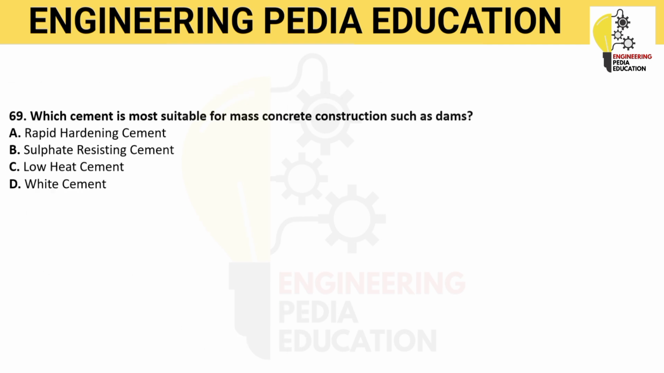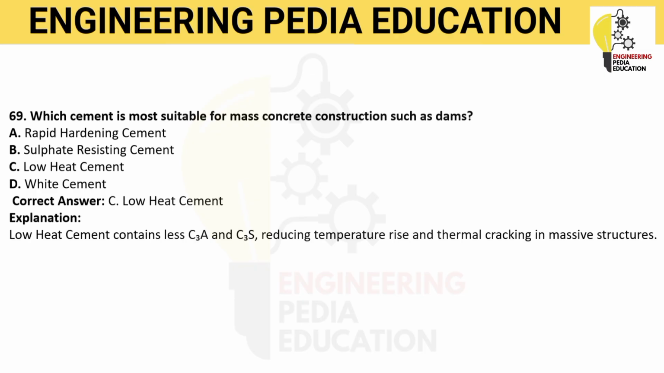Which cement is most suitable for mass concrete construction such as dam? Rapid hardening, sulfate resistant, low heat, white cement. So low heat cement is used for mass concrete such as dam. Low heat cement contains less C3A and C3S, reducing temperature rise and thermal cracking in massive structures. As the content of C3A and C3S is low, the heat of hydration released is also less. It also manages temperature and cracking in mass construction.